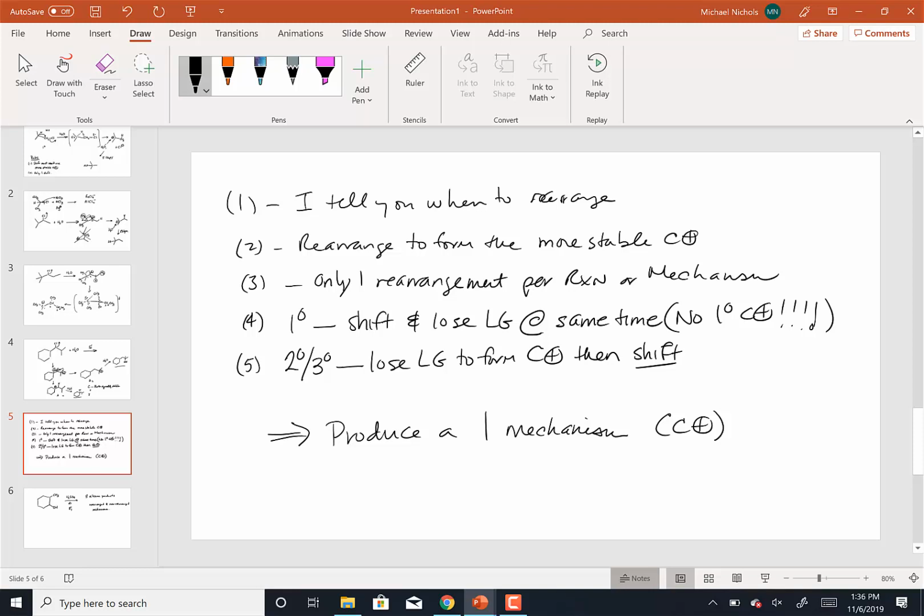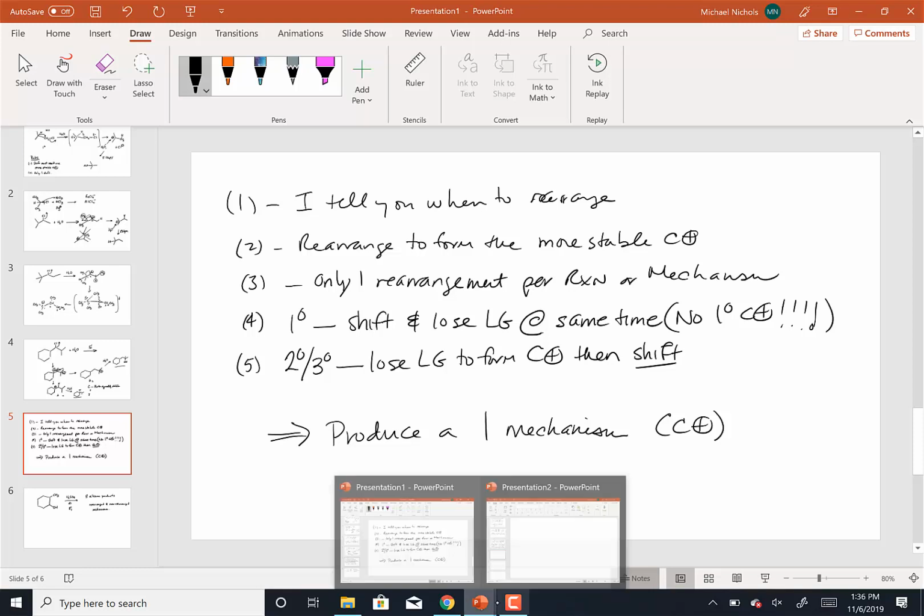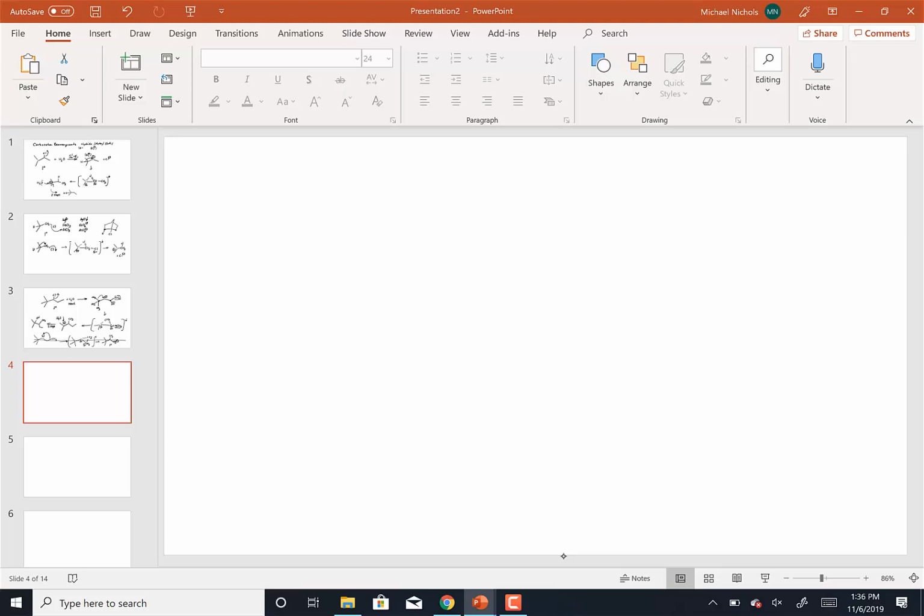And so anytime we undergo a carbocation rearrangement or a shift, it always results in a carbocation. It's always one mechanism. That's what that means. Okay. So, does that kind of make sense?